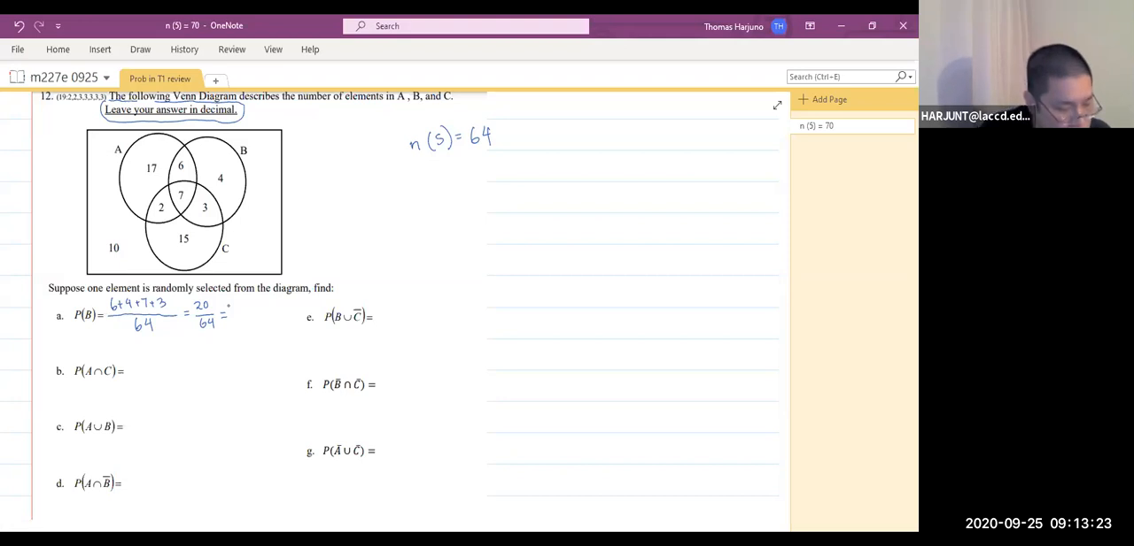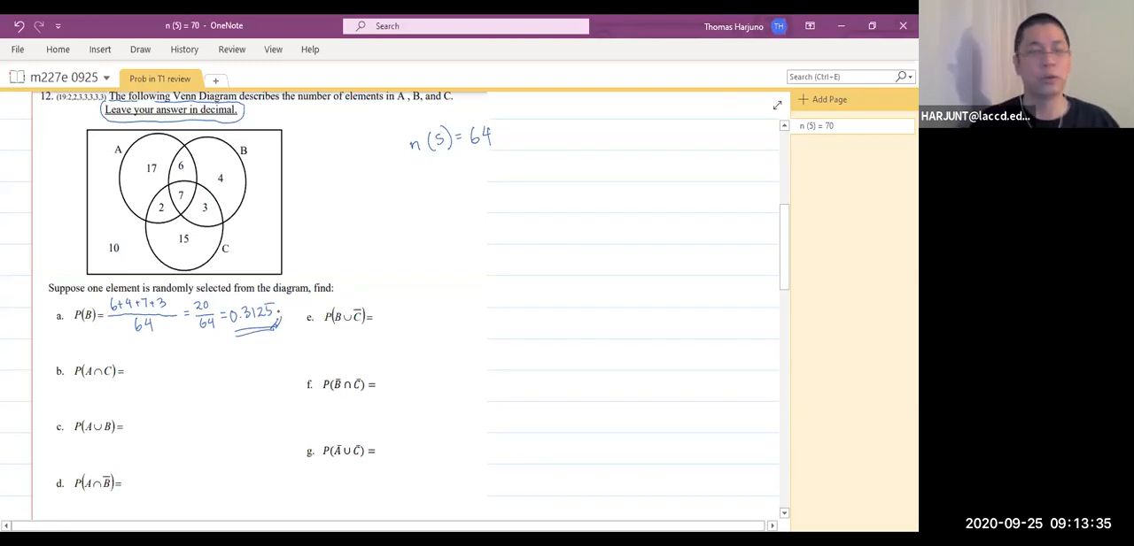Okay, 20 over 64 is 0.3125. Is it okay, everybody, so far? Do you see any curveball so far? Things that, you know, Thomas, you just want to make it hard.